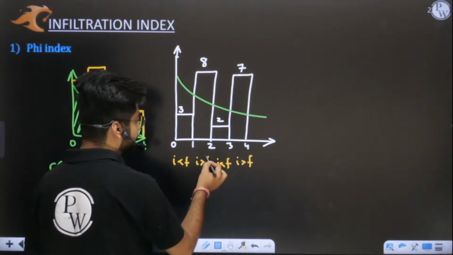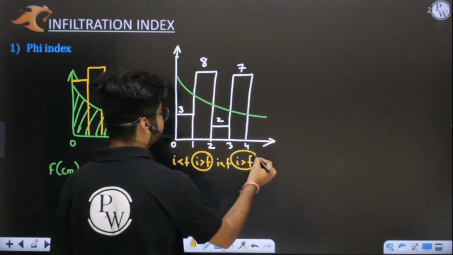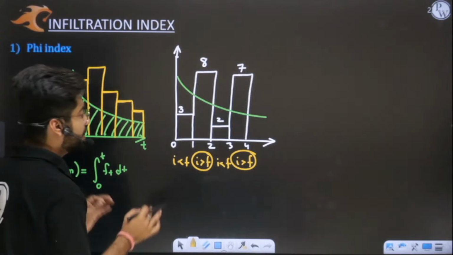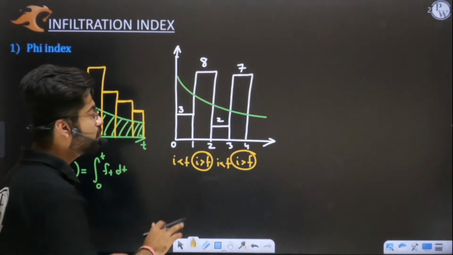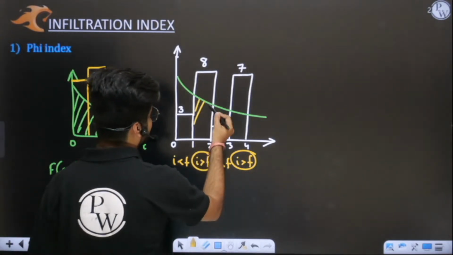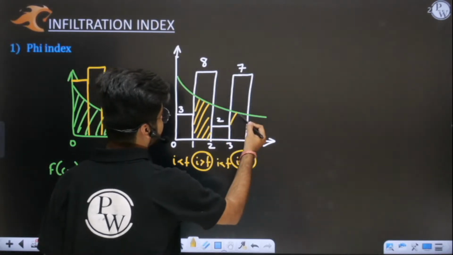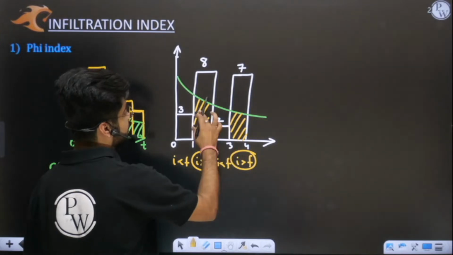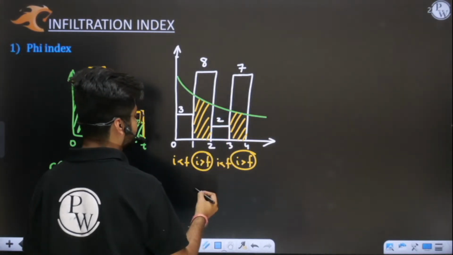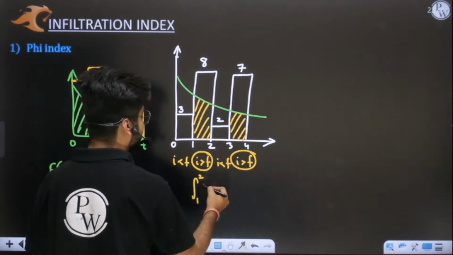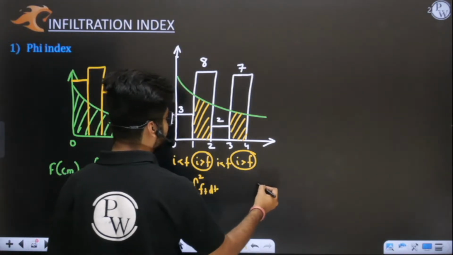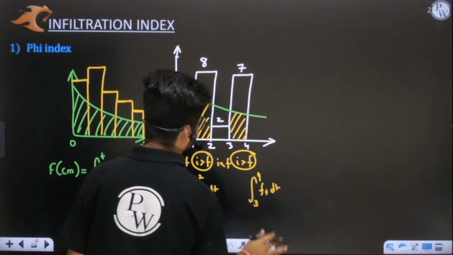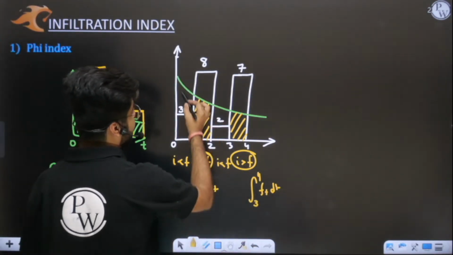So whenever intensity is more, no problem, simply integrate. Whenever intensity is more, and if you want to find the infiltration value, simply integrate. You will integrate from 1 to 2, you will integrate from 3 to 4. If you want to find infiltration, you want to find these areas, you have to simply integrate from 1 to 2 f dt. Here also you have to integrate from 3 to 4 f dt. Listen very carefully. But here you will not integrate.